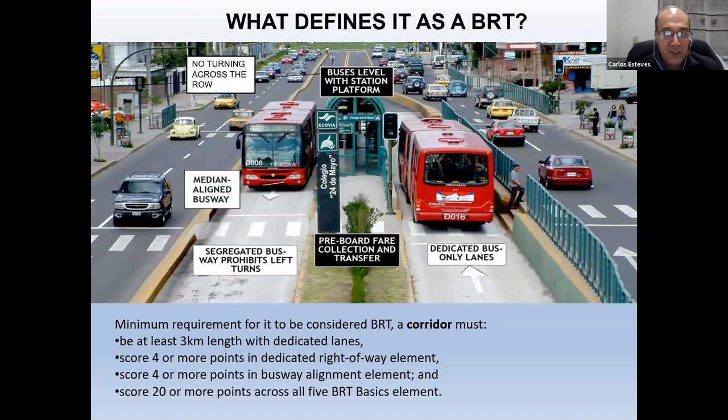Well, I've listed there the four defining features. The first is that the corridor, or the length of dedicated lanes which are exclusive to the bus system, must be at least 3 kilometers. That's the one box you've got to tick. The second is, and I'll show you just now the scoring system, that you've got to score 4 or more points in the dedicated right-of-way element. You've got to score 4 or more points in a busway alignment element. And then you've got to score 20 or more points across all 5 BRT basics. Now, what happened is an organization basically set together some standards.